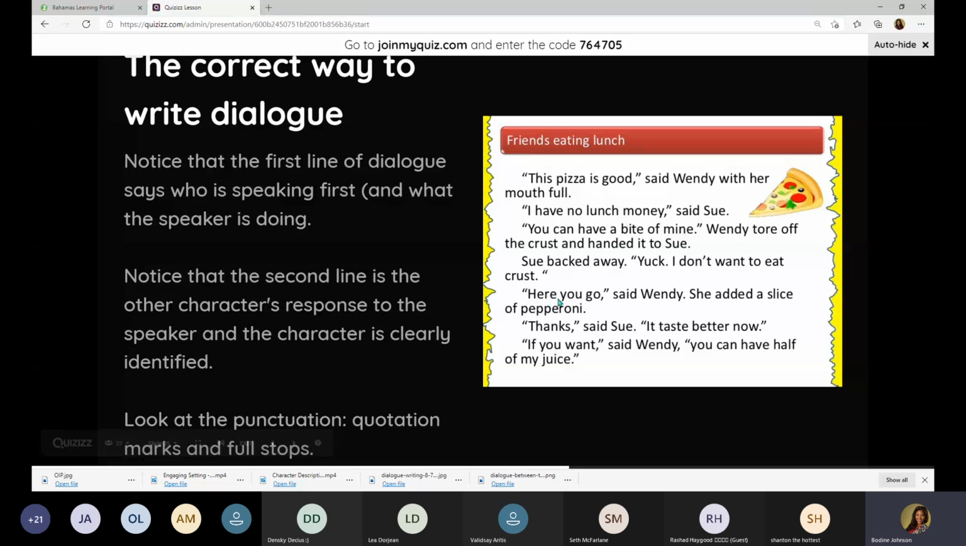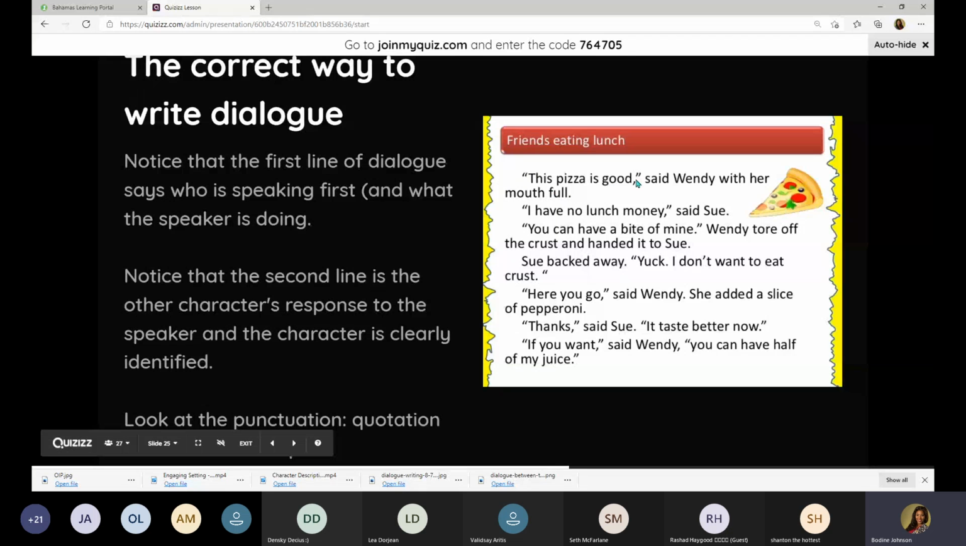Wendy turns around and she gives her a slice of pepperoni. And then that's nice. So here you have another behavioral characteristic. So you can mix in the behavioral characteristics along with what the children or what your character is doing. But I want you to look at the punctuation.